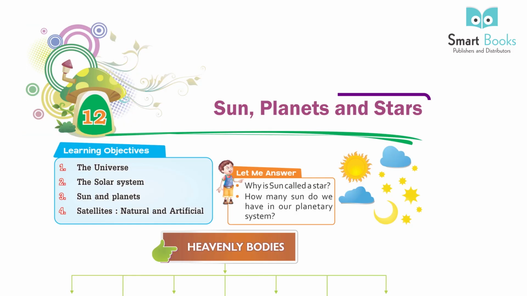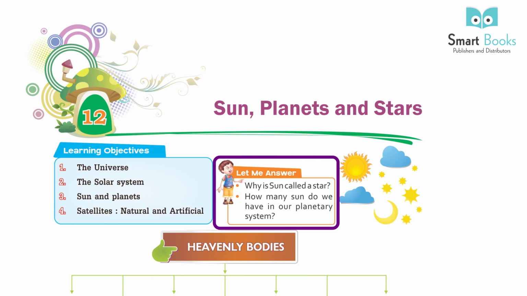Chapter 12: Sun, Planets and Stars. Learning Objectives: 1. The Universe. 2. The Solar System. 3. Sun and Planets. 4. Satellites, natural and artificial. Let me answer: Why is the Sun called a star? How many suns do we have in our planetary system?